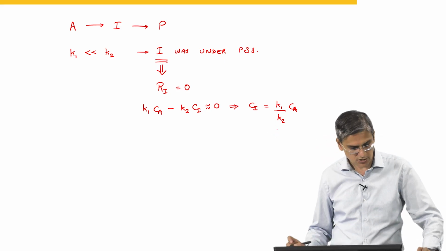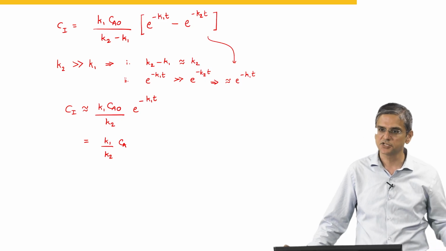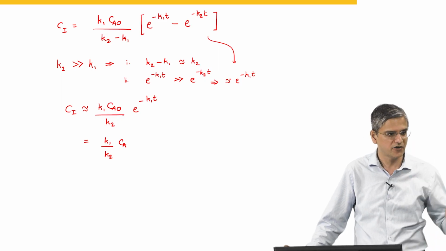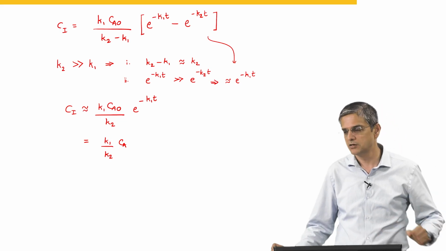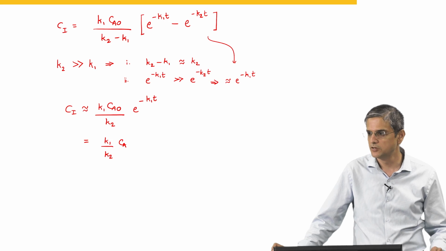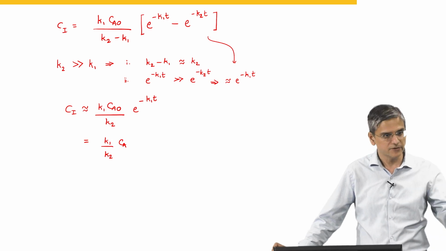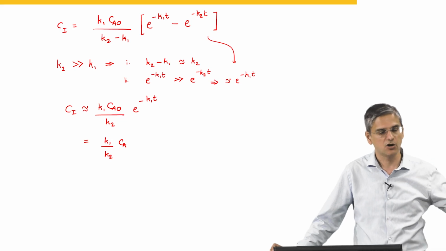Okay. What I have shown now is also to show that if K2 is much greater than K1, okay, then the Ci expression that we had obtained 5 lectures earlier, that same Ci expression you will obtain by making that assumption, K2 much greater than K1. Okay. So, these are two alternative ways in which we are validating our idea of pseudo steady state.